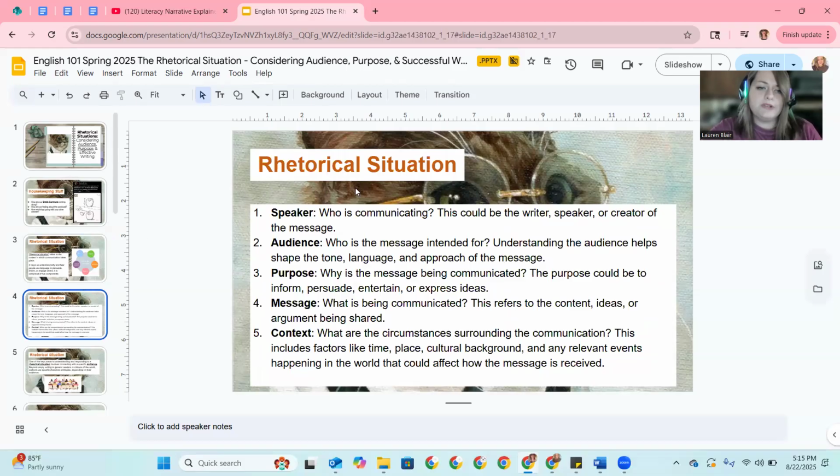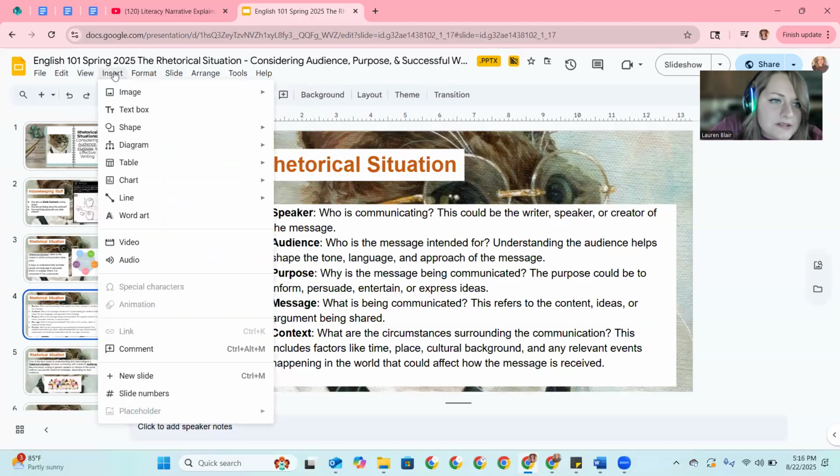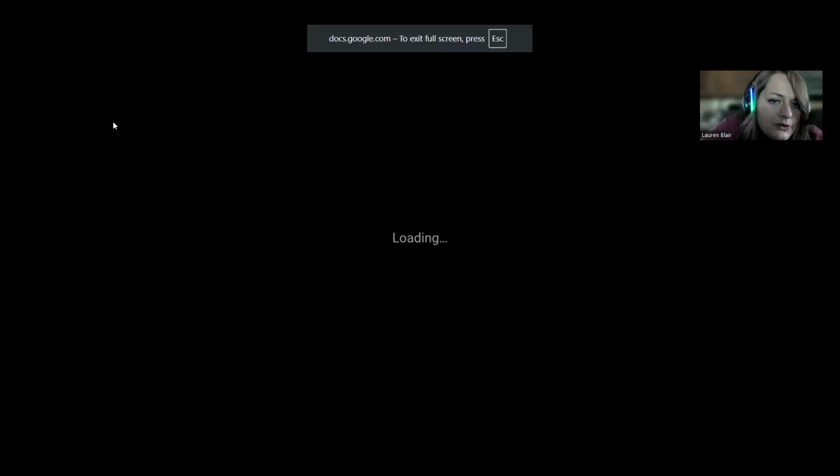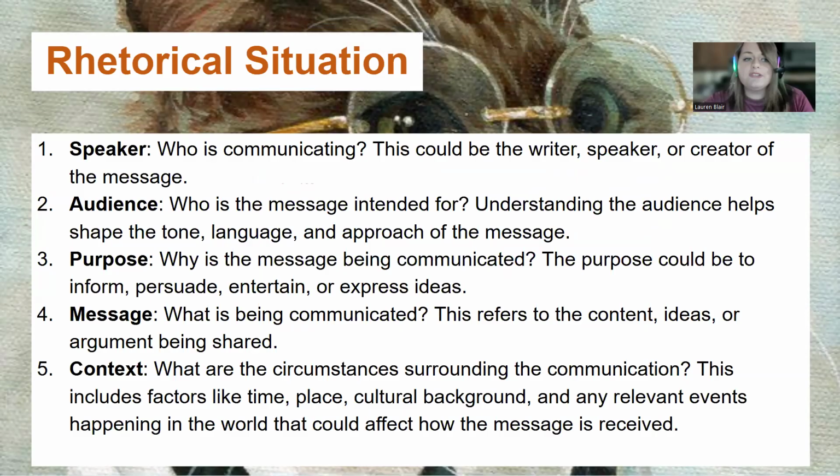We always want to look at who is communicating. We have the speaker or the person that's communicating. They could be a writer or a speaker that's verbally speaking, or just in general, the creator of a message. And then we have our audience. Who is the message for? Understanding the audience helps us shape the tone, language, and the approach of our own message. And when we understand the intended audience for a message in general, we can better understand the approaches that any individual speaker is using to connect with those audiences.